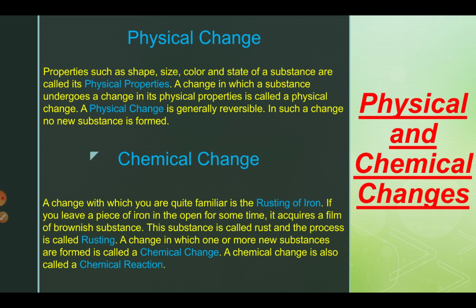Chemical change. A chemical change with which you are quite familiar is the rusting of iron. If you leave a piece of iron in the open for some time, it acquires a film of brownish substance. This substance is called rust, and the process is called rusting. A change in which one or more new substances are formed is called a chemical change. A chemical change is also called a chemical reaction.